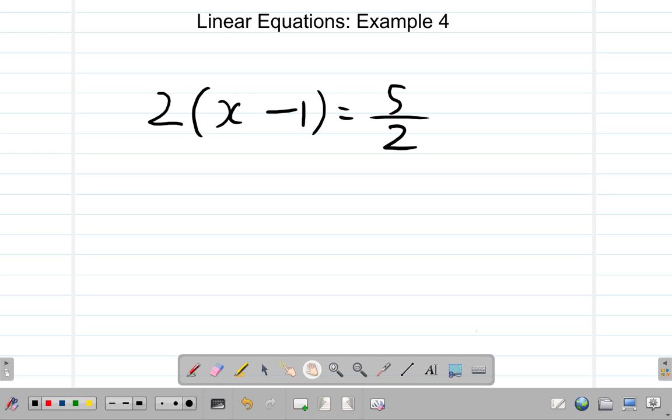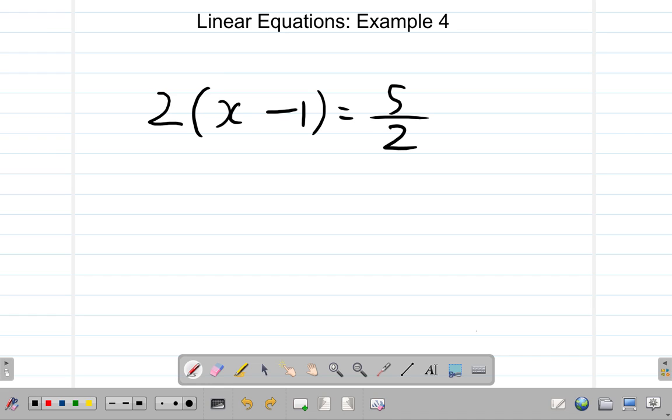We have this example on linear equation. 2 and then in bracket x minus 1, that equals 5 divided by 2. So let's go. One thing we can do here is multiply 2 by what is in the bracket: 2 times x and 2 times 1.